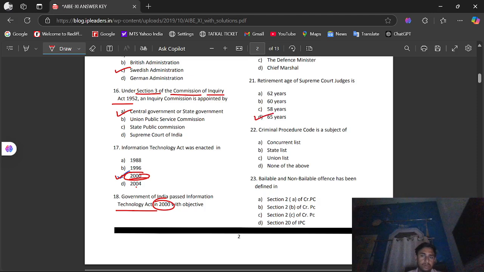Question number 22. Criminal Procedure Code is a subject of option A concurrent list, option B state list, option C union list, option D none of the above. Its right option is option A, concurrent list. So, Criminal Procedure Code is a subject of concurrent list.